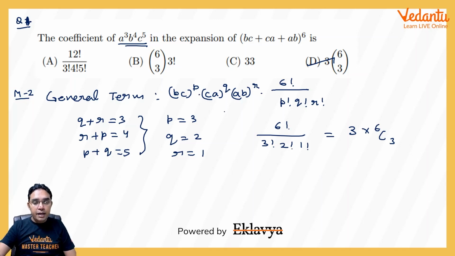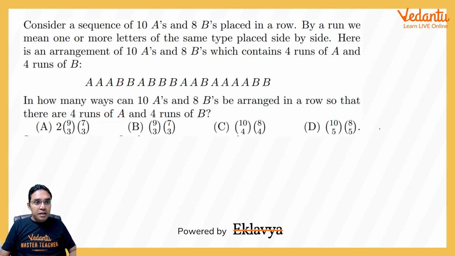Coming to the next question. The next question is, consider a sequence of 10 A's and 8 B's placed in a row. By run, we mean one or more letters of the same type placed side by side. Here is an arrangement of 10 A's and 8 B's which contains 4 runs of A.